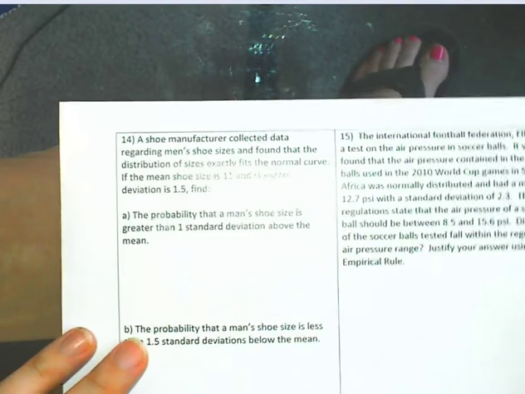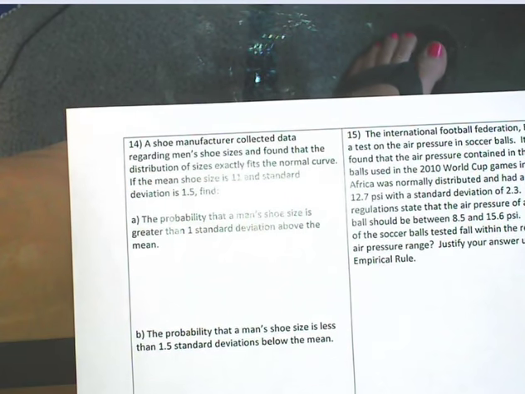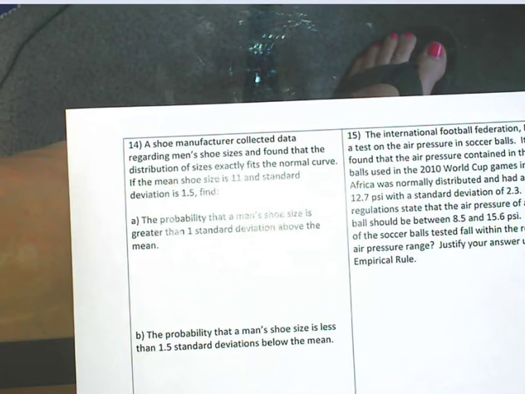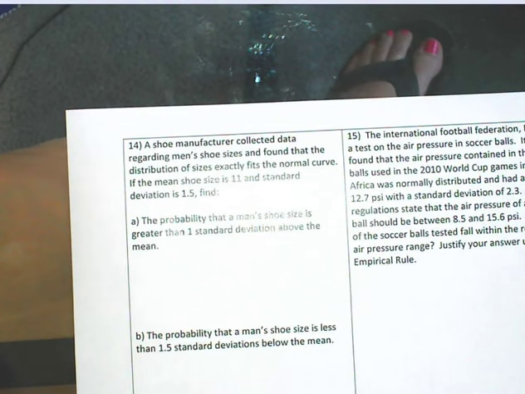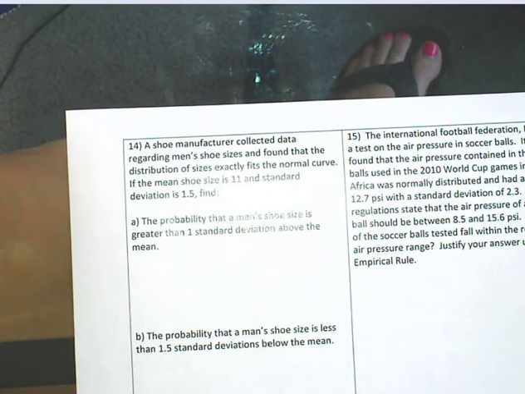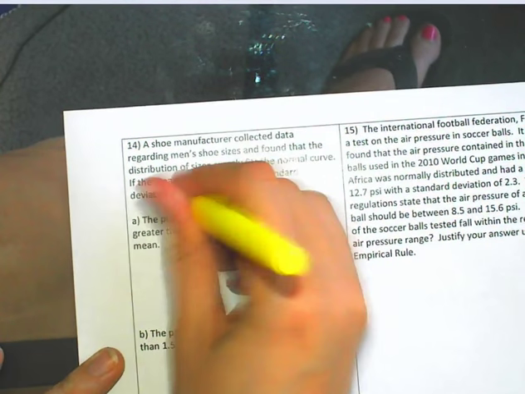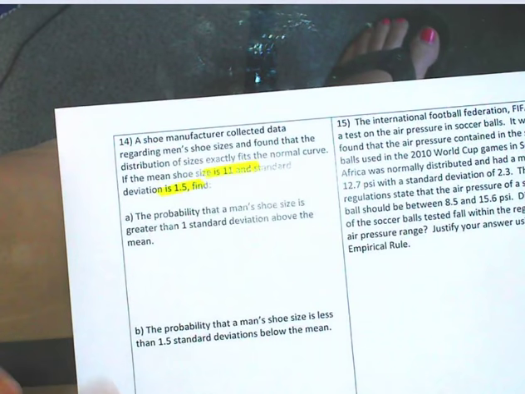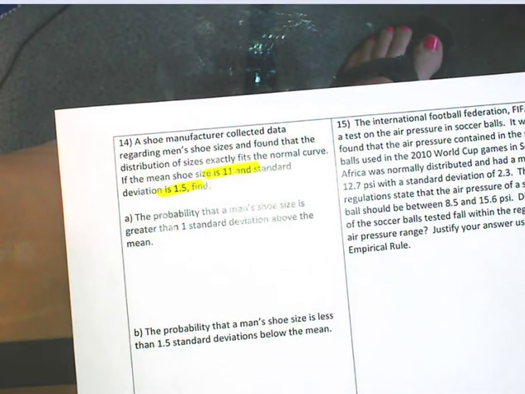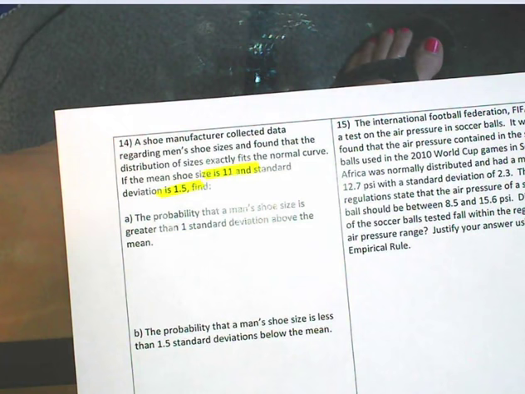All right, let's do one more page. A shoe manufacturer collected data regarding men's shoes and found that the distribution of sizes exactly fits the normal curve. The mean shoe size is 11. The standard deviation is 1.5. What's the probability a man's shoe is greater than 1 standard deviation above the mean?